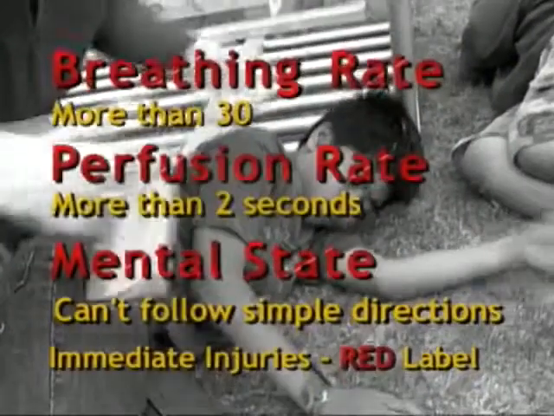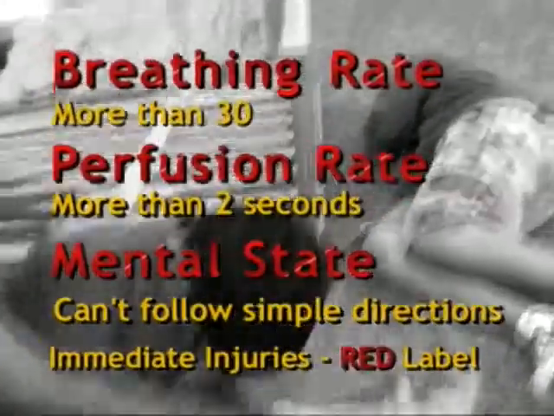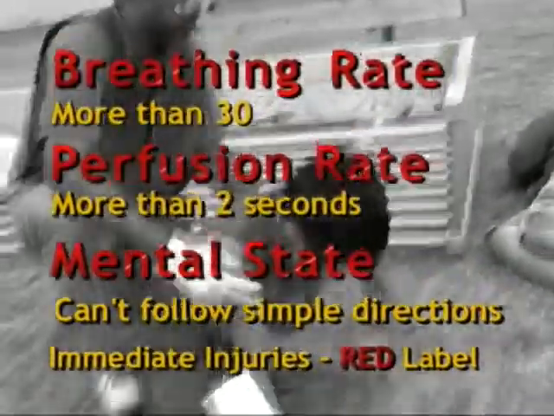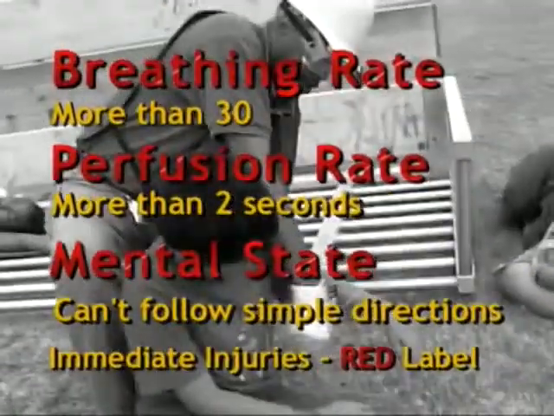Let's do a quick review. Any victim that is breathing faster than 30 times a minute, takes longer than 2 seconds to return color to their capillaries, or cannot follow simple direct commands are labeled immediate. These victims are displaying signs of shock or traumatic injury. They need to be the first ones seen by the first aid team and the first ones sent to the hospital.